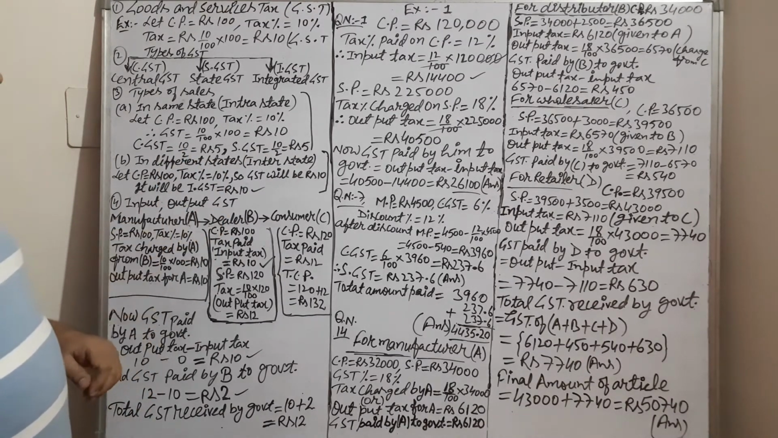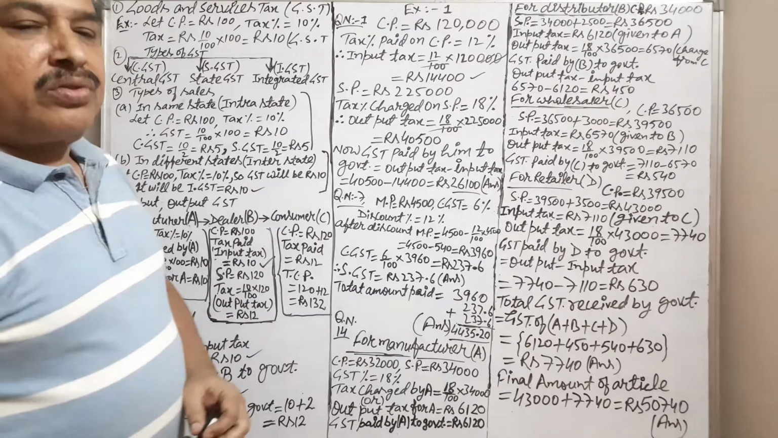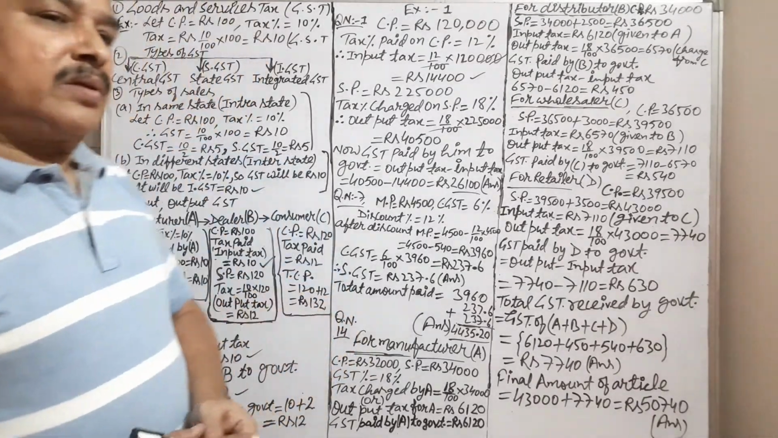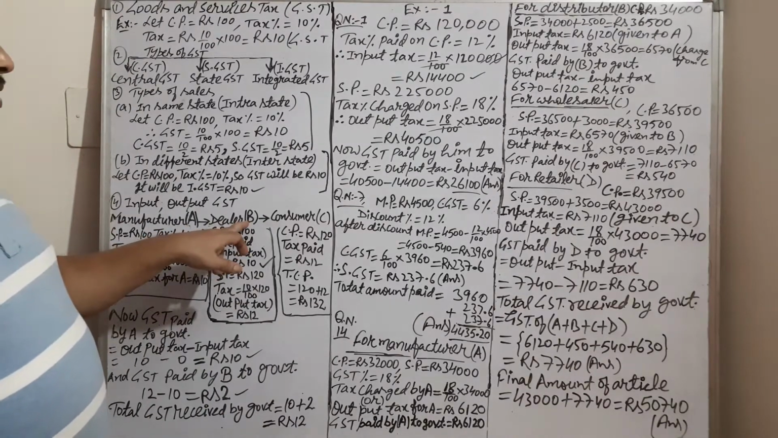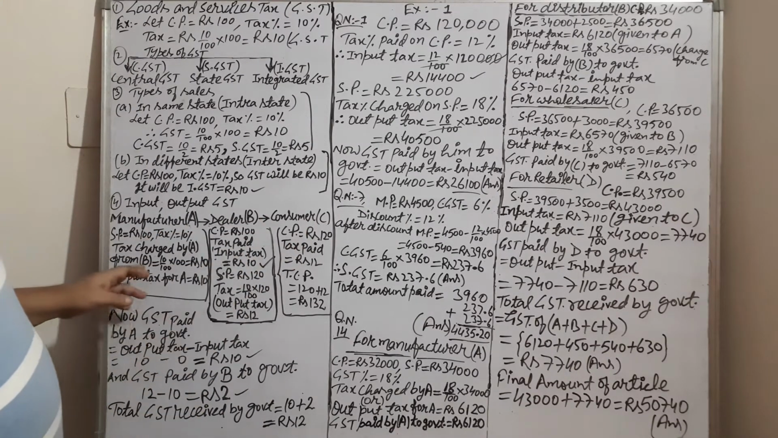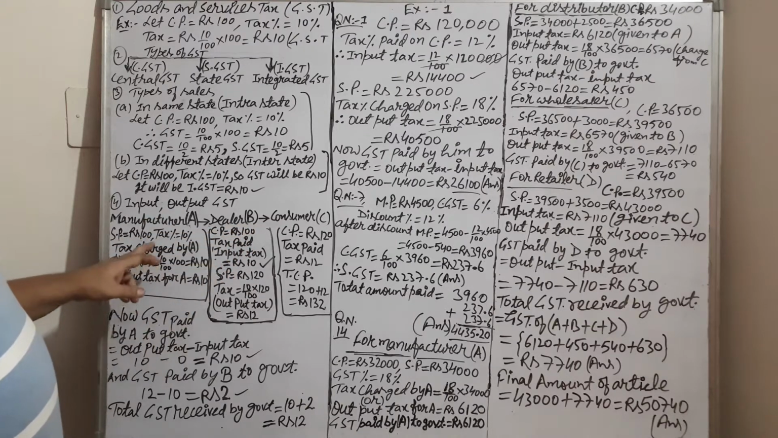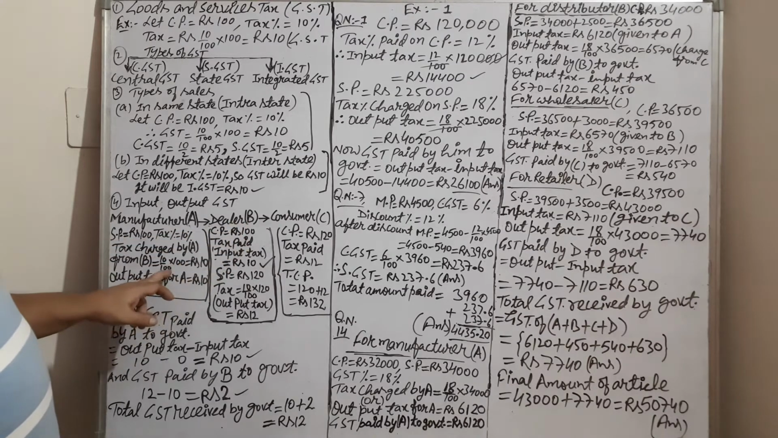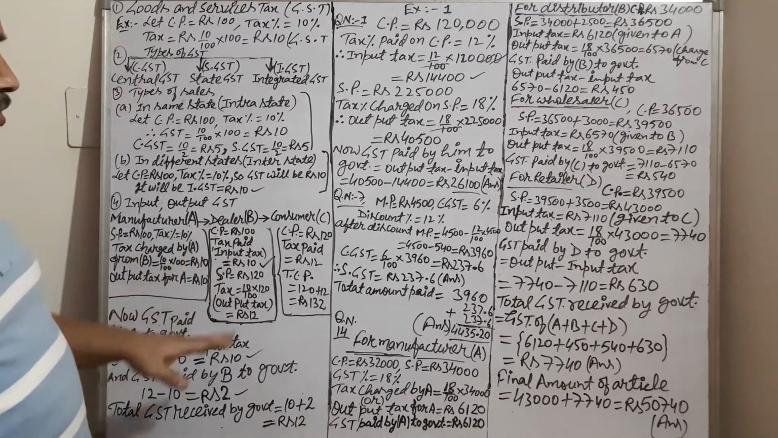Input and output GST. What is input and output GST? Input and output GST we will use for selling chain questions. There is more than one seller. See here, manufacturer, dealer and last consumer. See the example here, rupees 100 is the selling price. The manufacturer A is selling to B, the dealer, and tax is 10%. So tax charged by A from B is 10% of 100, rupees 10. It is called output tax because A is charging tax from B.